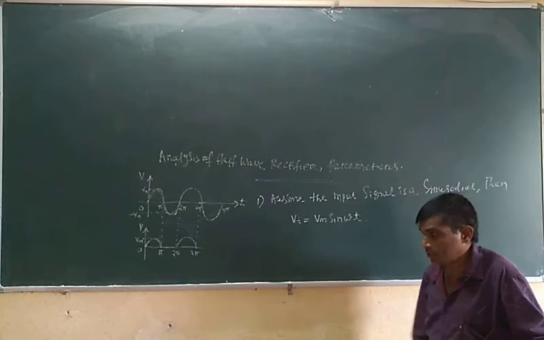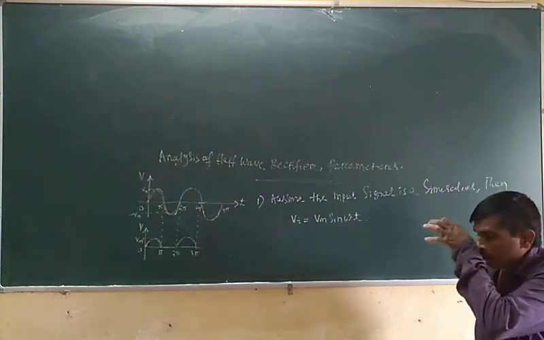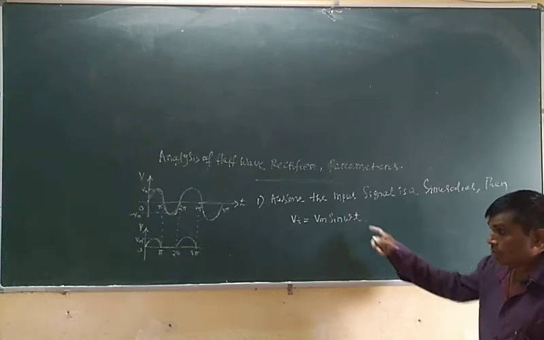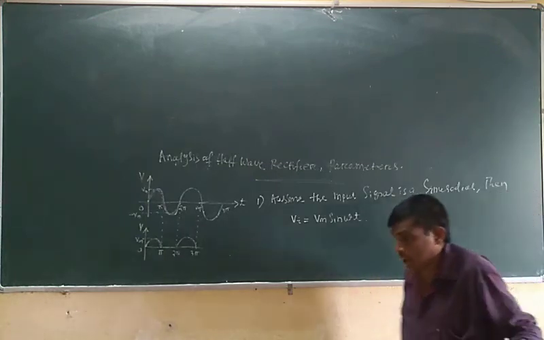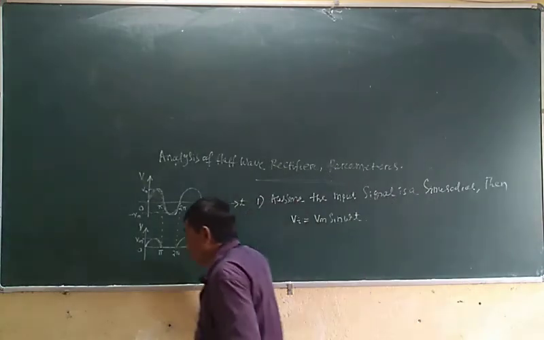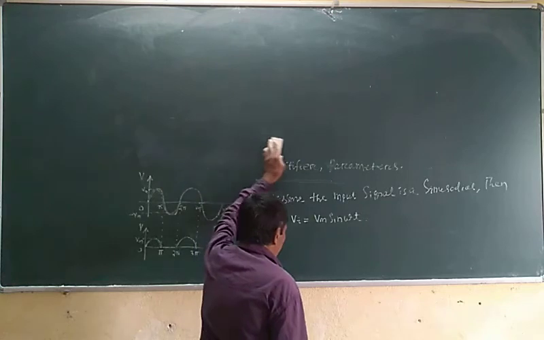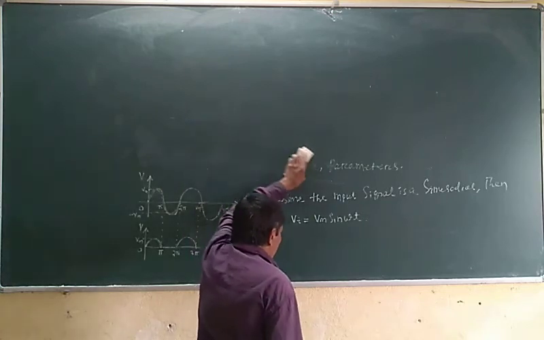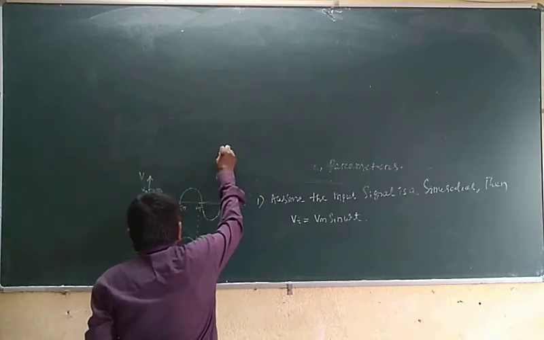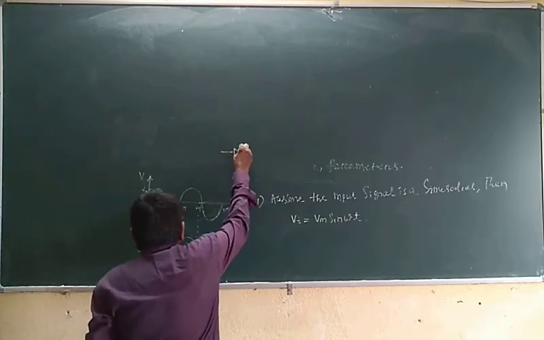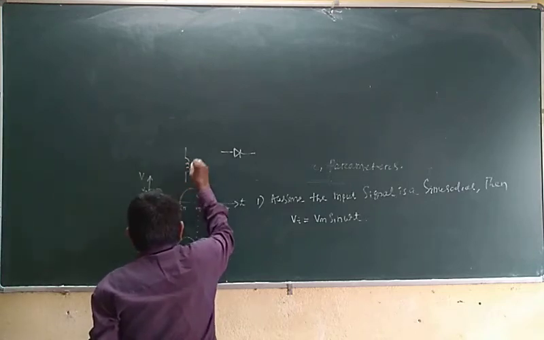Vm is the maximum voltage. So when we consider the diode drop or the resistance of a diode in the circuit, suppose this is a diode and this is the rectifier.